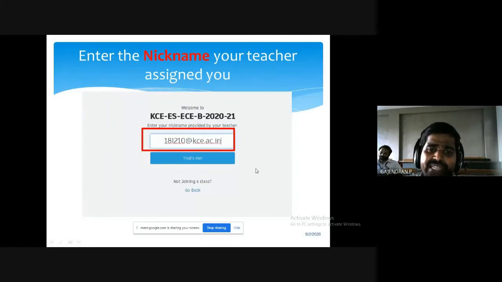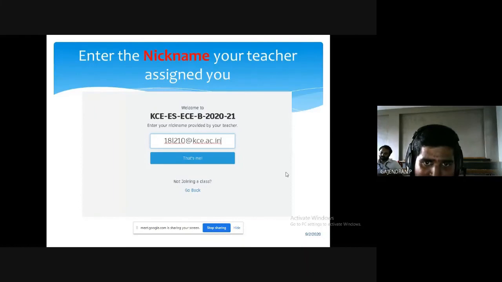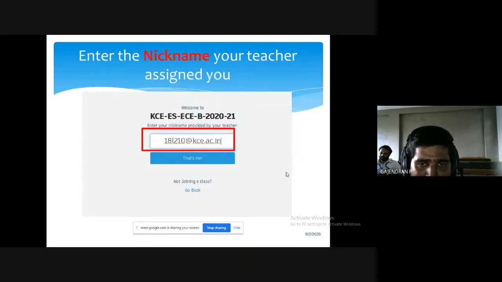The faculty will give you the nickname. The nickname is your same college mail ID. By default, we plan to give the nickname the same as your college mail ID. All letters are small letters, not capital letters. So, for example, 18L210 at kc.ac.in. Likewise, we will give you the nickname.